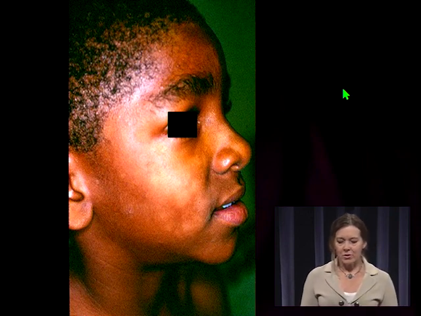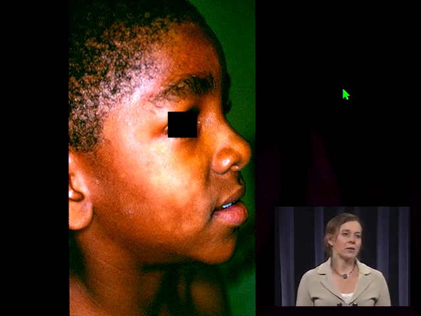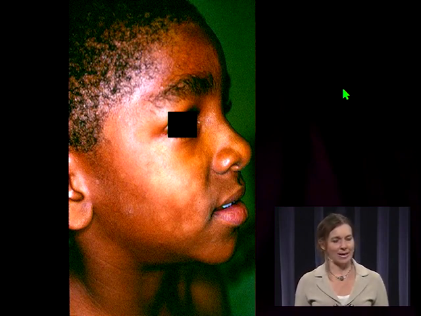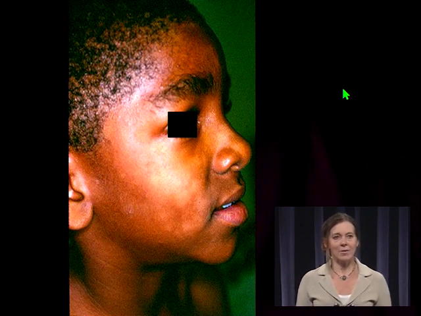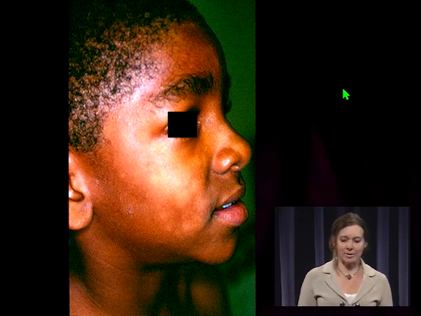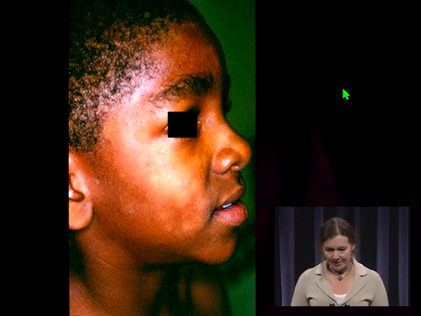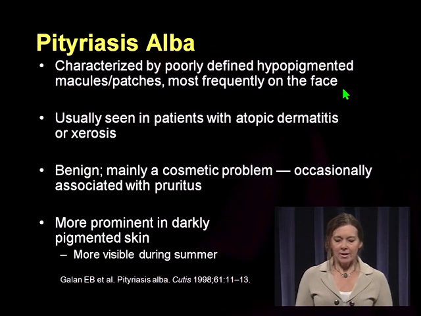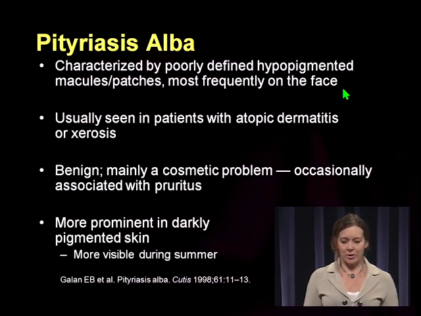Okay, so this is a condition that's very commonly confused with fungal infections. These patients usually present in the summertime. They're usually darkly pigmented patients to begin with, and then they come in and they have these blotchy, light patches, usually on both cheeks and sometimes on their arms. And this is an example of pityriasis alba.